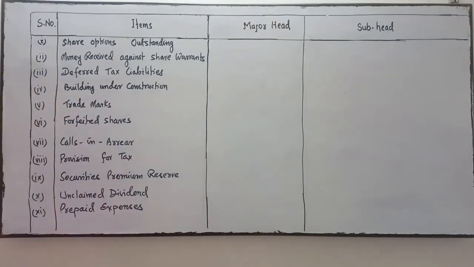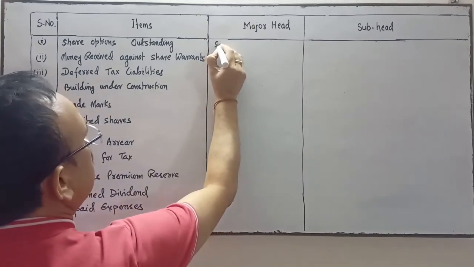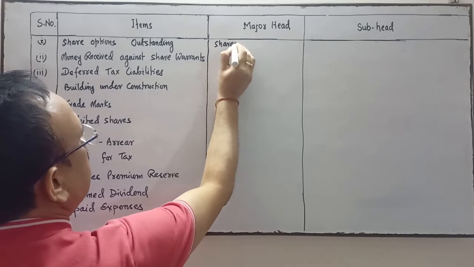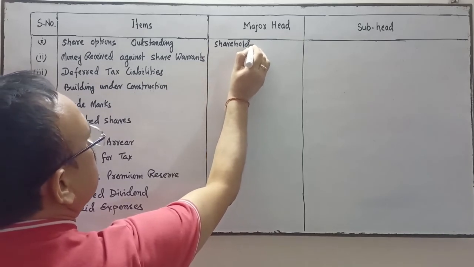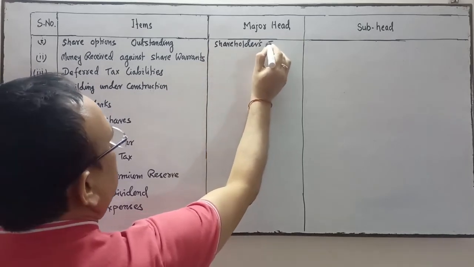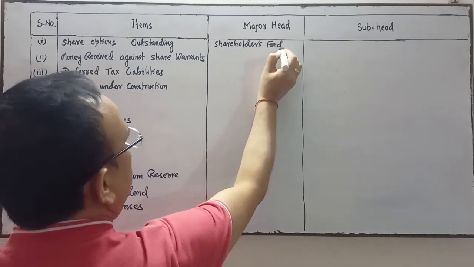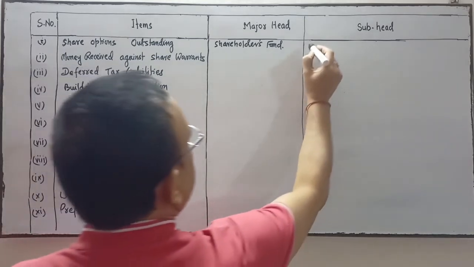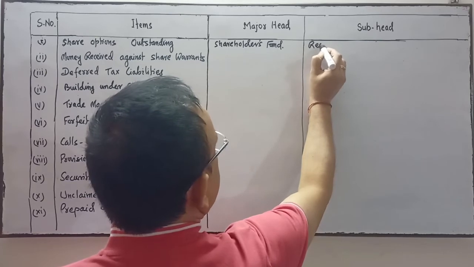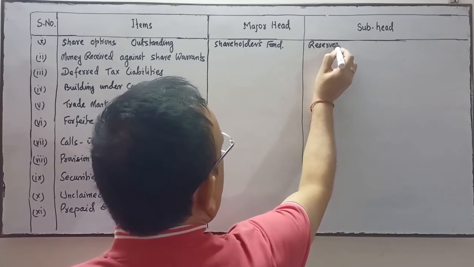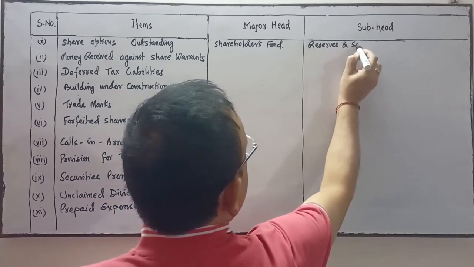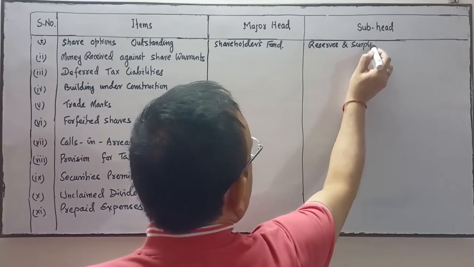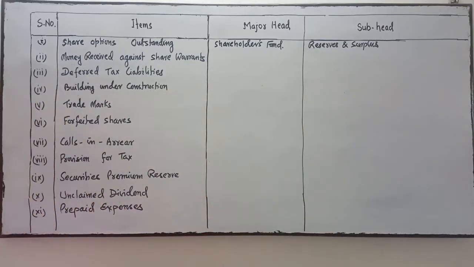So first one is share option outstanding. This comes under the shareholders fund. The major head is shareholders fund and the subheading is reserves and surplus. Is it clear? Reserves and surplus is the subheading.